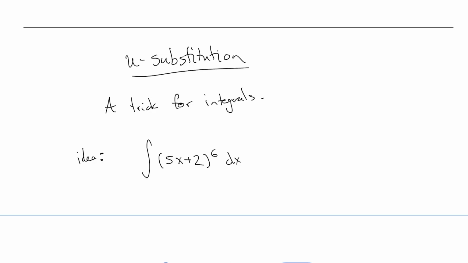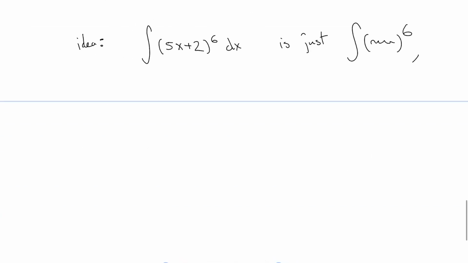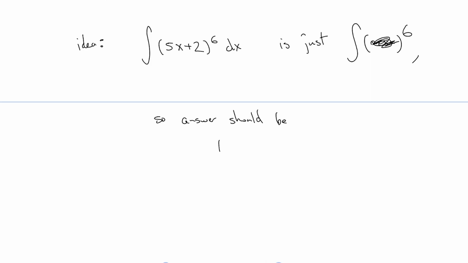But the basic idea is this is basically something to the 6th power, right? That's just like a scribble. It's just some stuff to the 6th power. So the answer should be like 1/7 some stuff to the 7, right? If I just have some stuff to the 6, this is the basic rule that you would use if you were doing the integral.